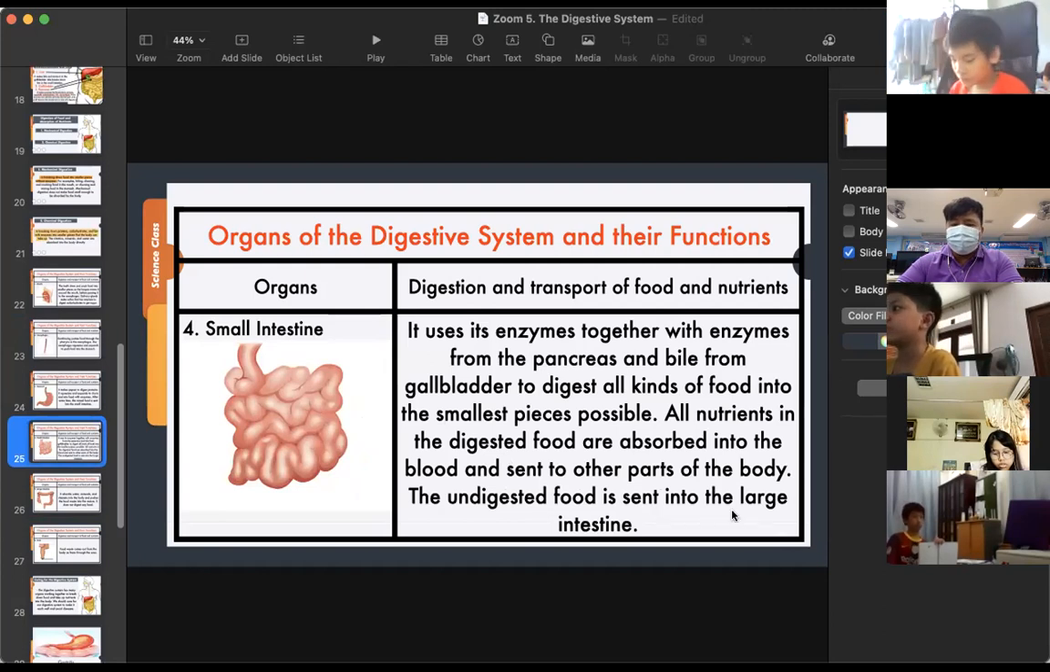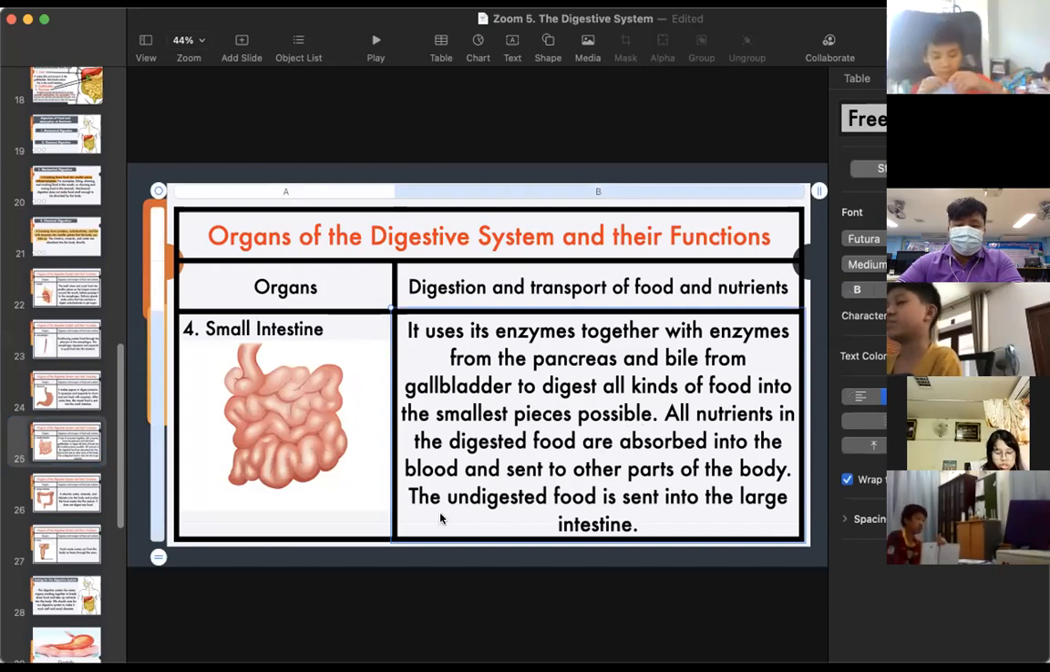Number four, small intestine. So many. Did you like everything? It's up to you, just get the important one. It uses its enzymes together with enzymes from the pancreas and bile from the gallbladder to digest all kinds of food into smaller pieces.